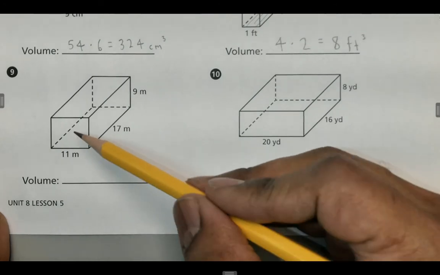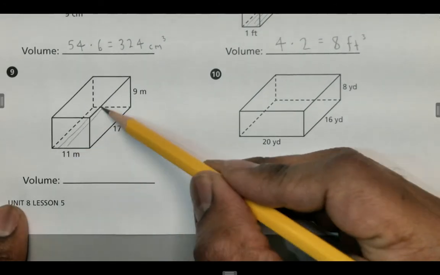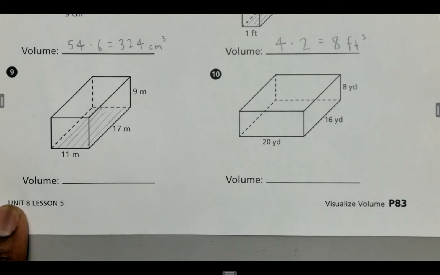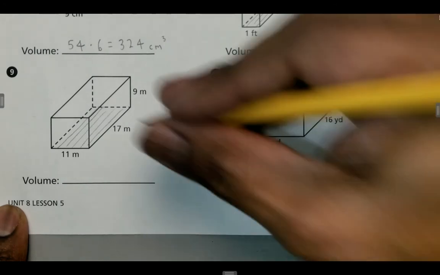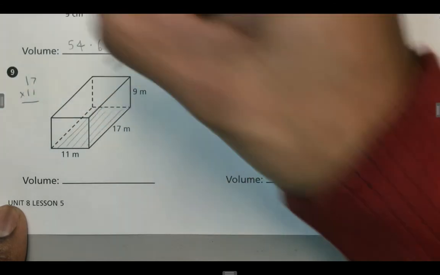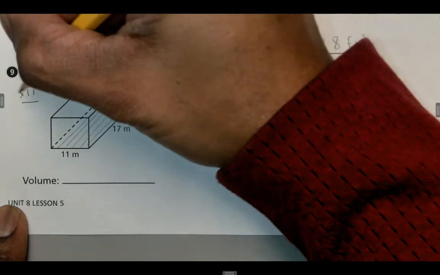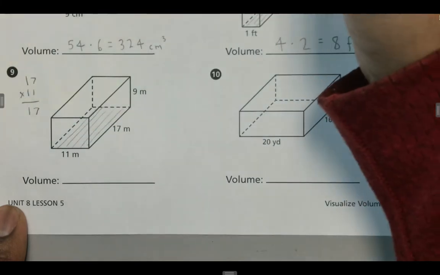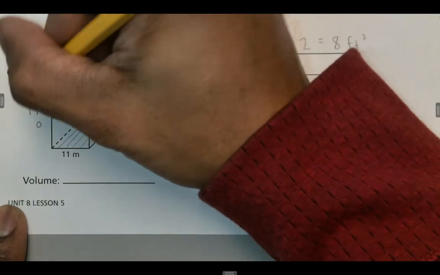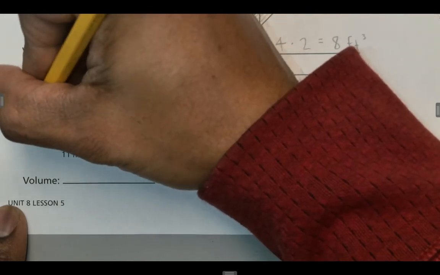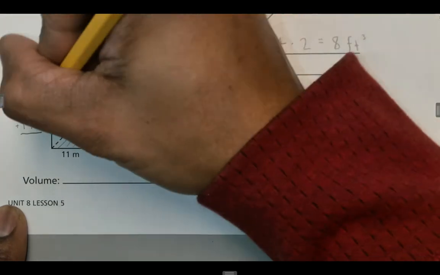The area of the base face is going to be 11 times 17, or 17 times 11. Let's work that out. 1 times 7 is 7. 1 times 1 is 1. 0 placeholder. Same. 1 times 7 is 7. 1 times 1 is 1. Add them up.